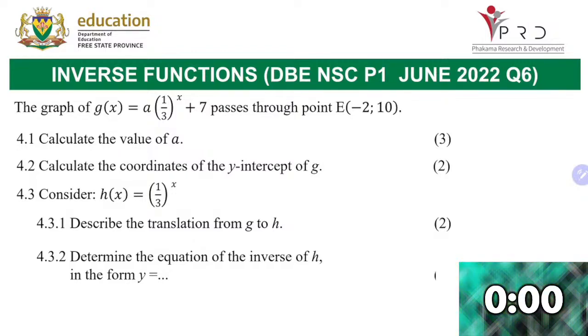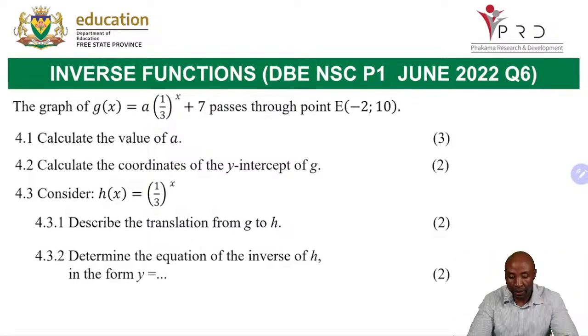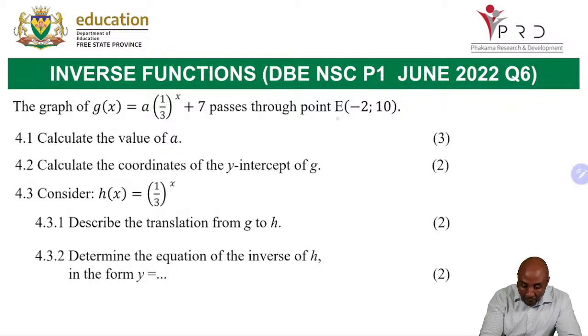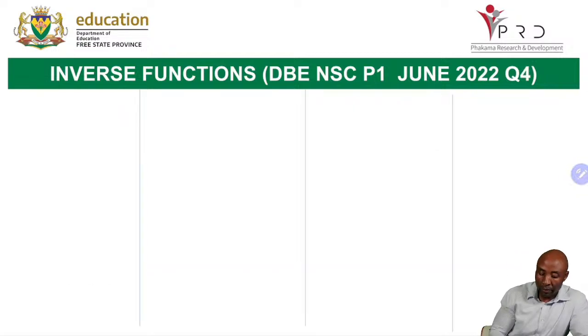g of x, which is given by a times (1 over 3) exponent x plus 7, passes through the point E with coordinates (-2, 10). We are supposed to calculate the value of a. How do we calculate the value of a? Remember, we are given a point, so our job is to use this point to help us get a, because we have the value of x and we have the value of g of x.